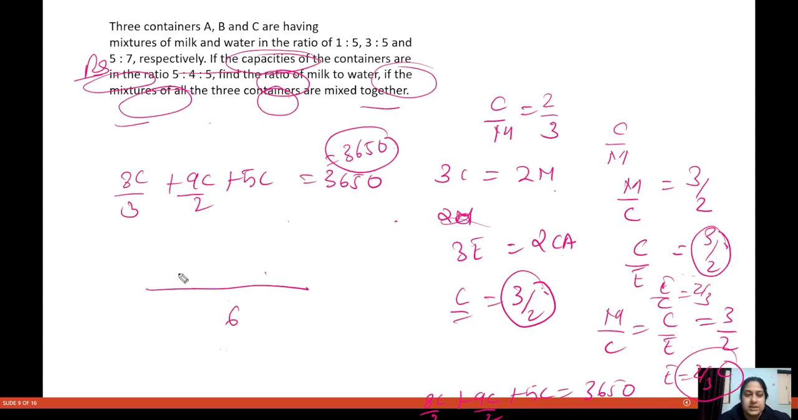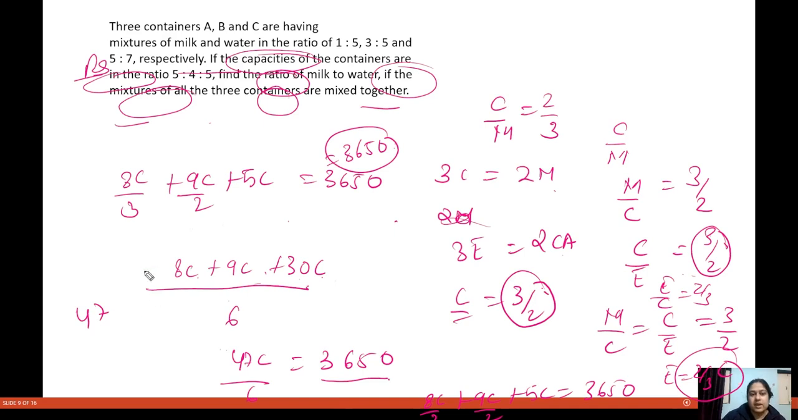Okay, so this will be equal to how much? This will be equal to 47C divided by 6 is equal to 3650. Fine. Now 47 into how much will you do so that it will come equal to 365? Is this divisible? We'll have to check, because when you do 5, 5 sevens are 35, 3 carry, and you will have 235.